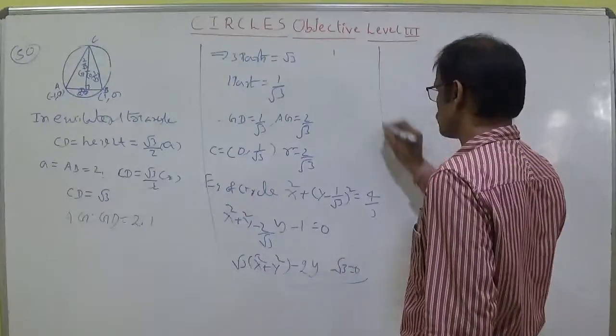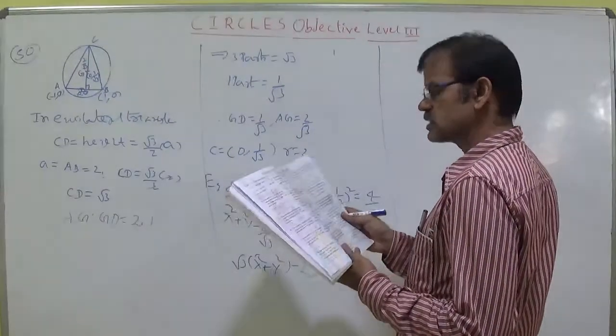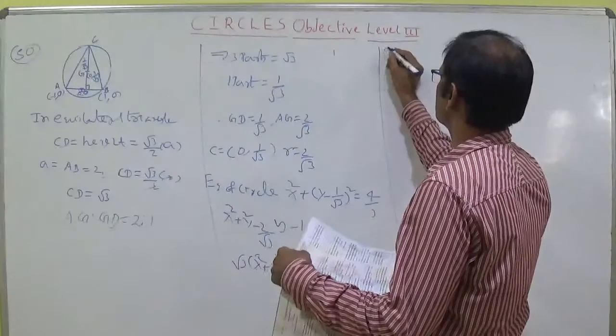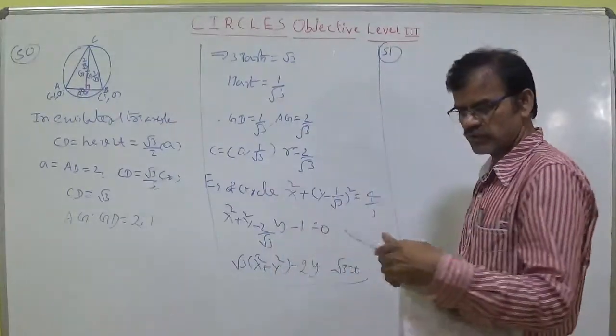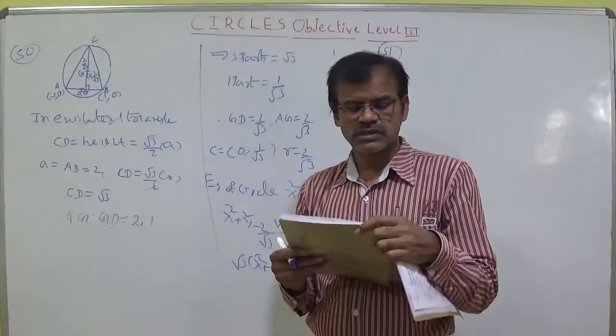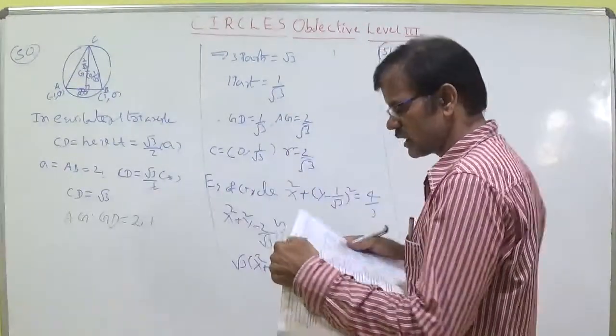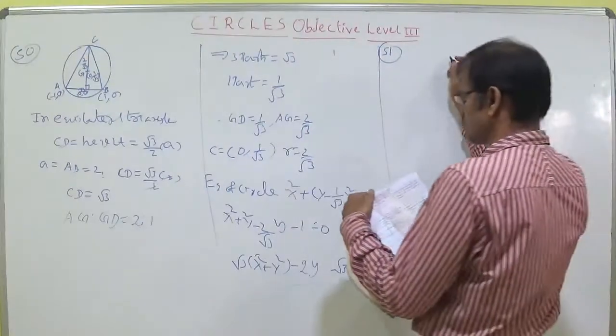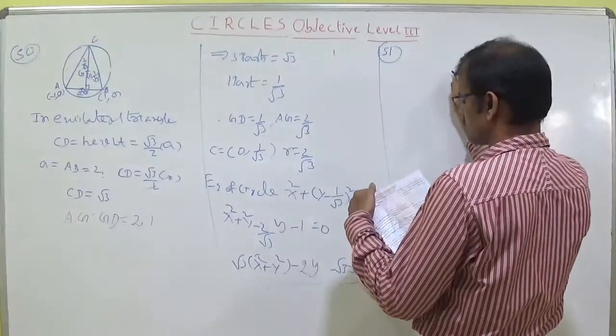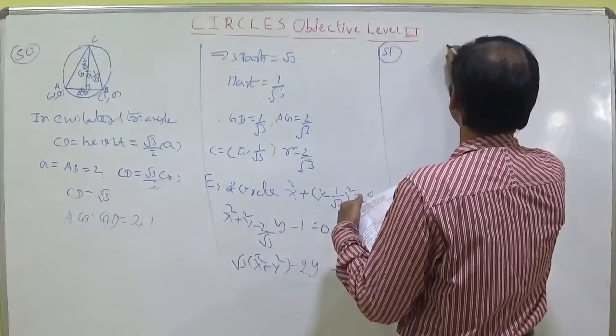Third option. Let us discuss the 51st question. Question number 51: the coordinates of the center of the smallest circle touching the circle x square plus y square equal to 4 and the line x plus y is equal to 5 root 2.